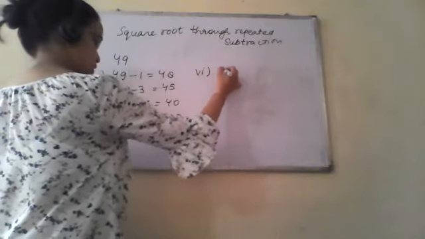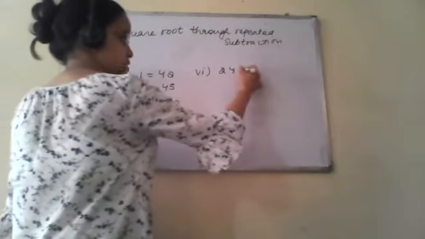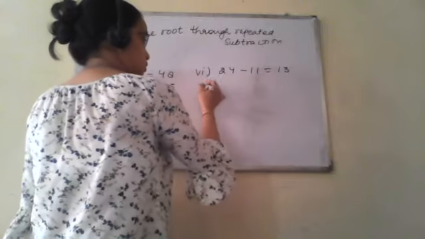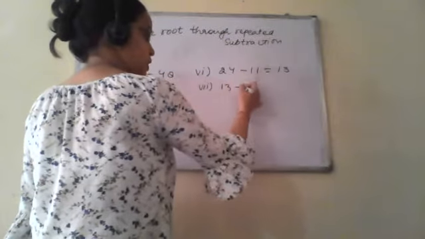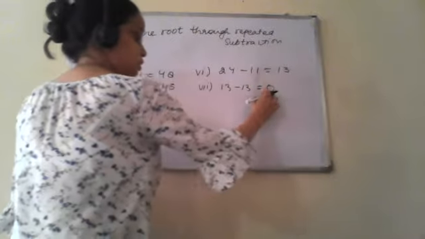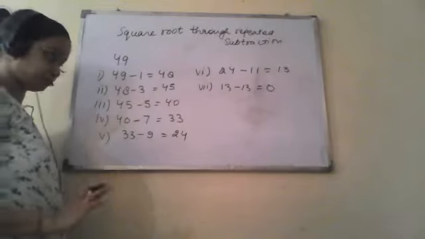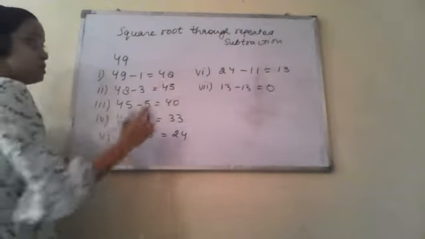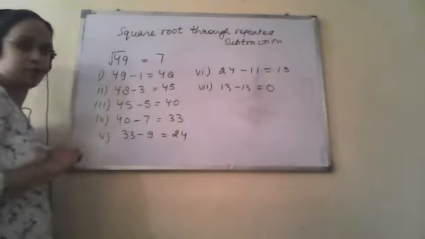From this 24 we will subtract the next successive odd number, that is 11, we will get 13, and from this 13 we will subtract the next odd number, that is 13. In this case the end result should come 0. Okay, so how many steps have we taken? These are 7 steps. So the square root of this 49 will be 7.